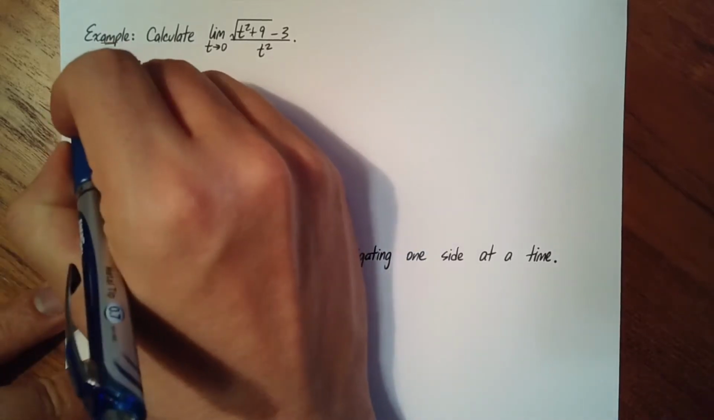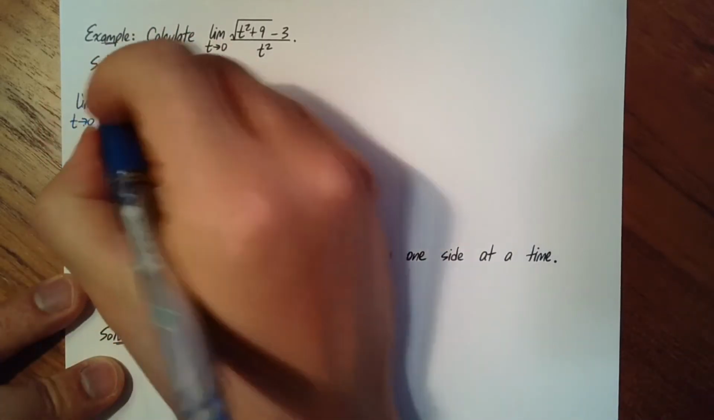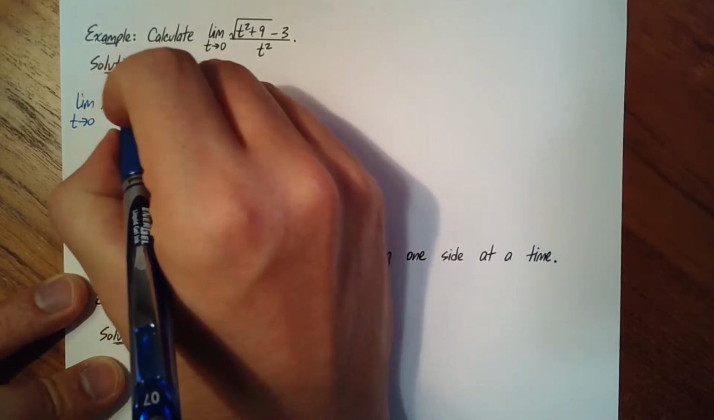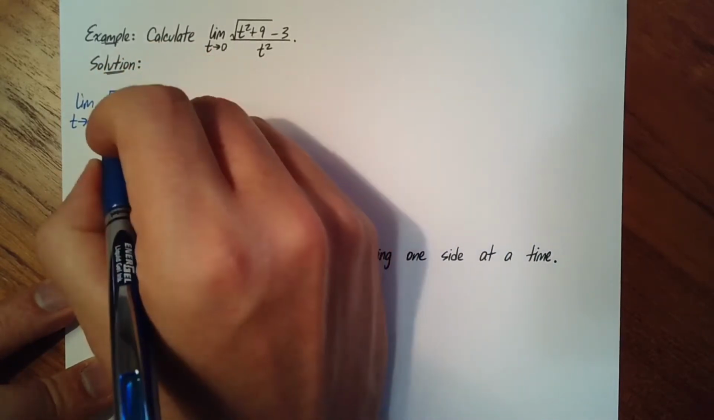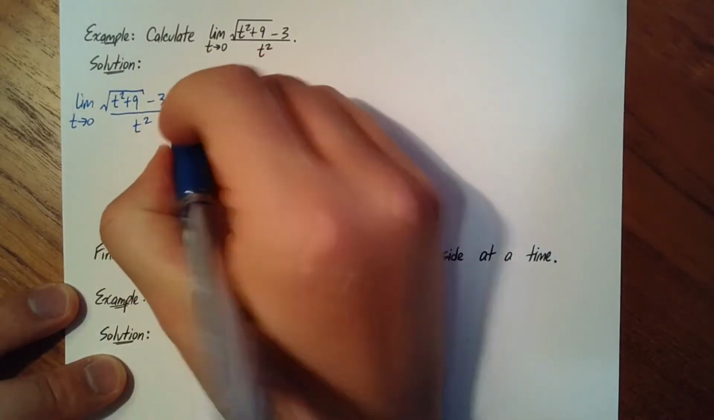Well, we can do some work on this limit as t goes to 0. We just copy down what we started with: the square root of t squared plus 9 minus 3, all over t squared. So that's our limit that we started with. Now what are we going to do? What's our first step going to be?